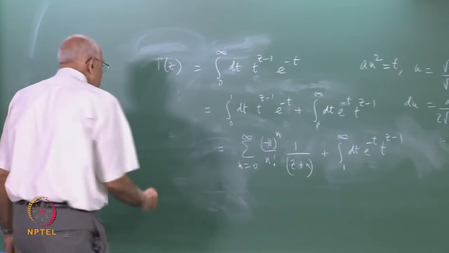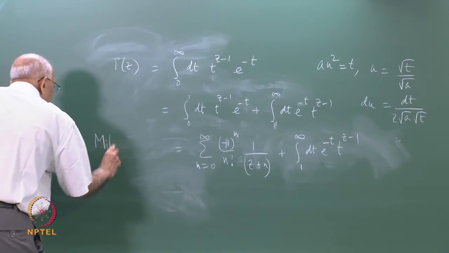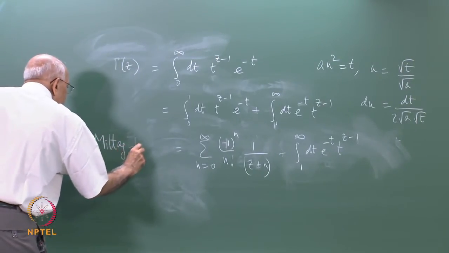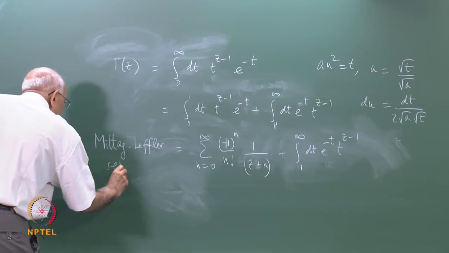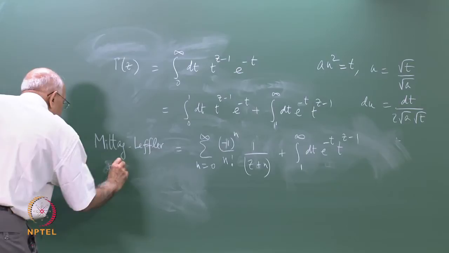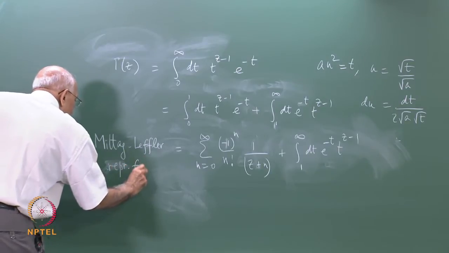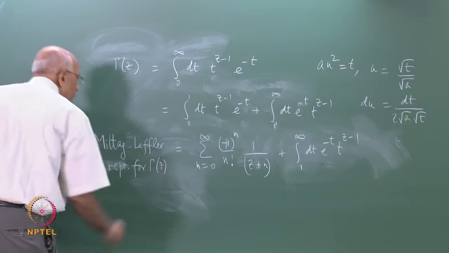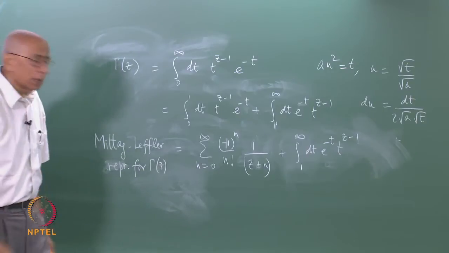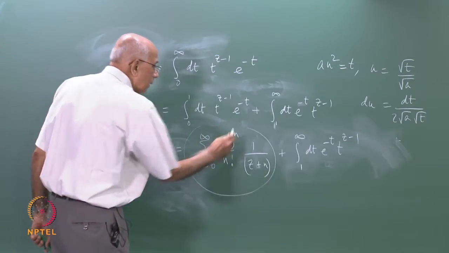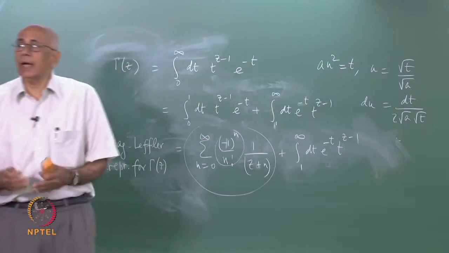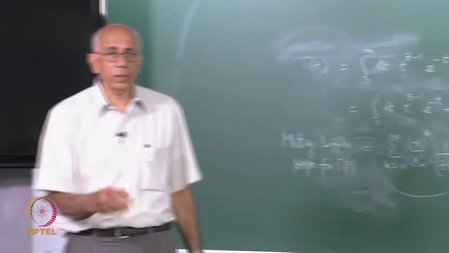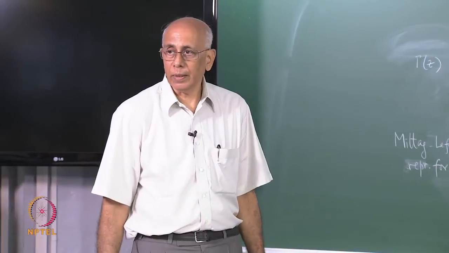This is the Mittag-Leffler representation. Series representation for gamma of z. Here are the pole terms with the corresponding residues and that portion is an entire function of z. It has no singularities in the finite part of the z plane.